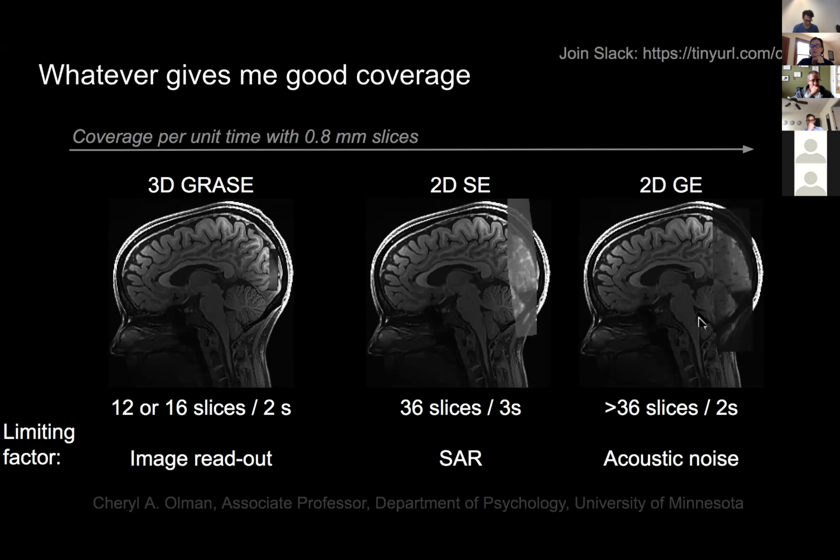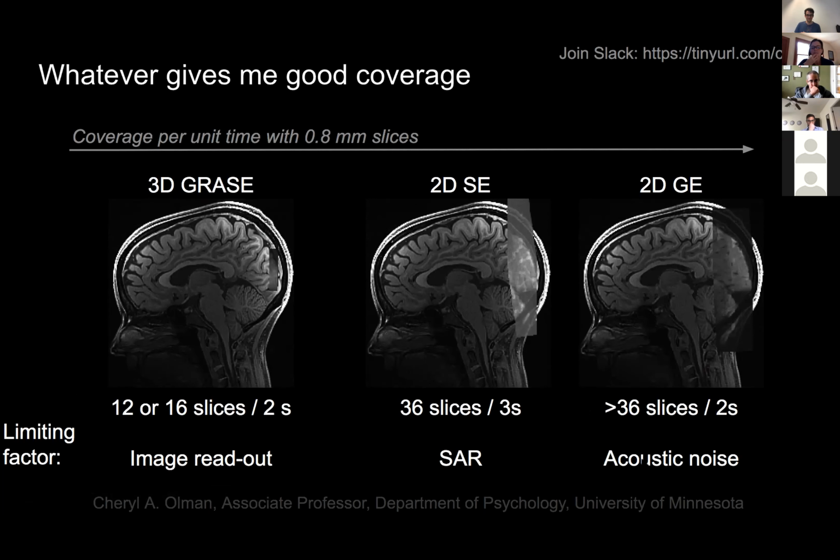I'll only talk about coverage briefly because it depends so much on the coil you're using and the particular pulse sequence implementation that you have. The numbers I have here, they are not cutting edge, but they're reasonable. And the bottom line always ends up that it's hard to beat gradient echo EPI when it comes to easy coverage.